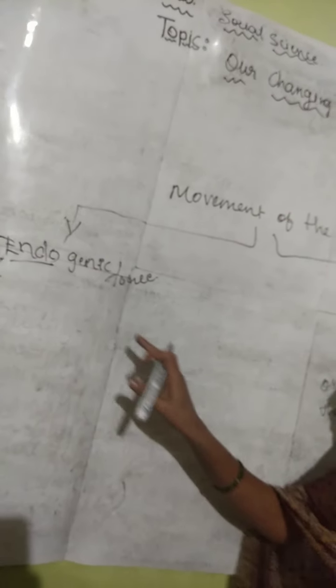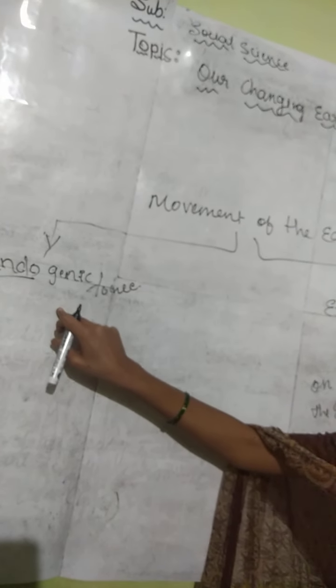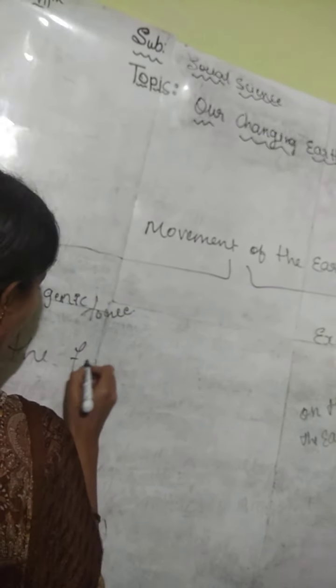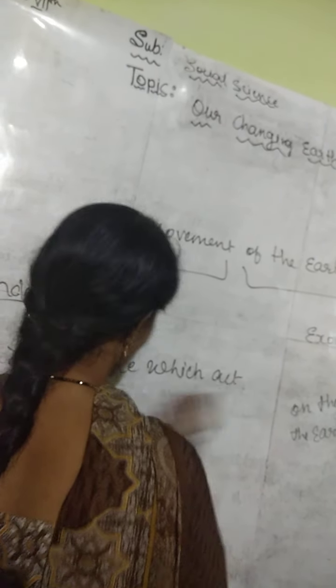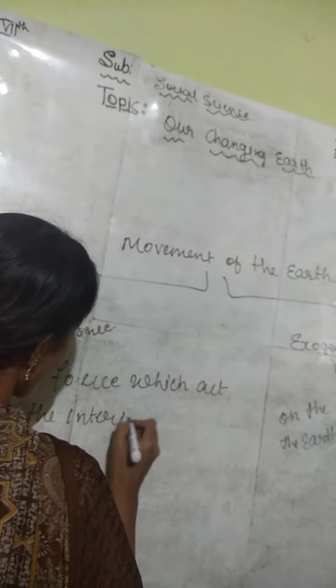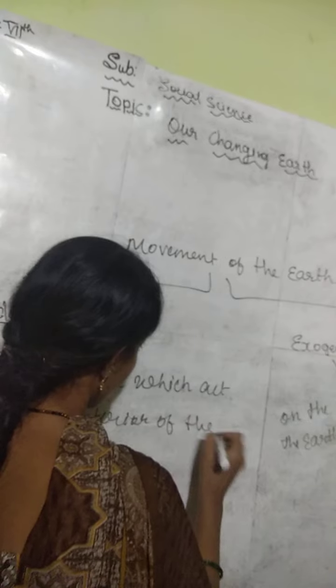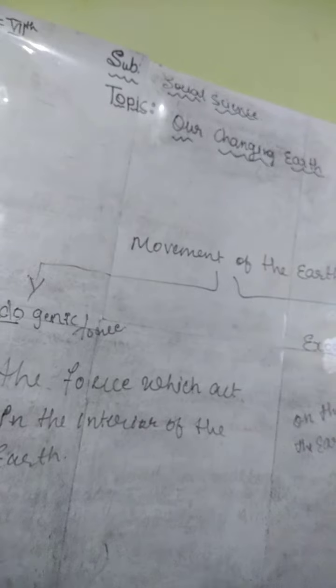Write down the meaning first, and then we will go deeper. Endogenic means the forces which act in the interior of the earth. The forces which act in the interior of the earth are called the endogenic forces.